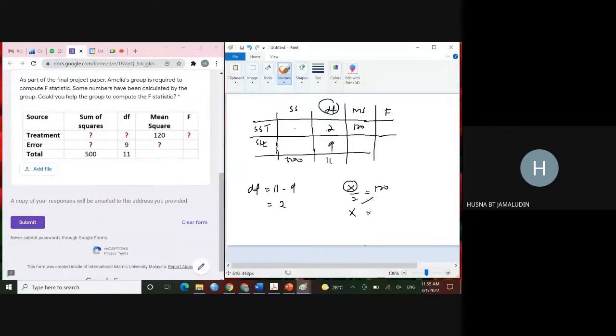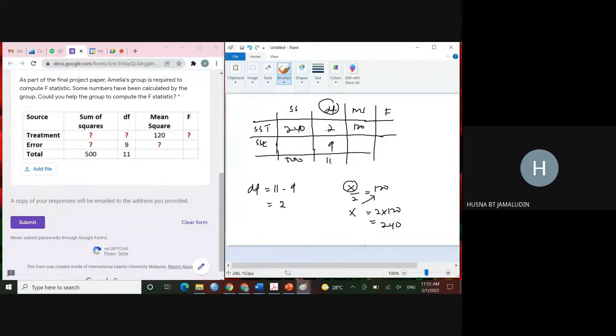So this multiply. So 2 multiply with 120, you should get the value of what? 240. Yes. So x is 240. So let me put it here, 240.